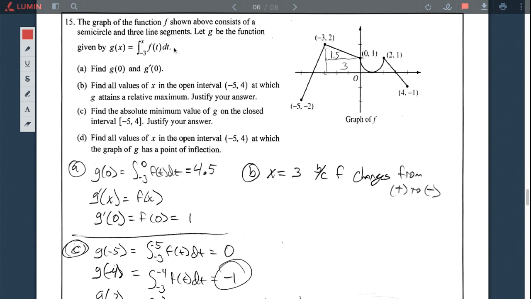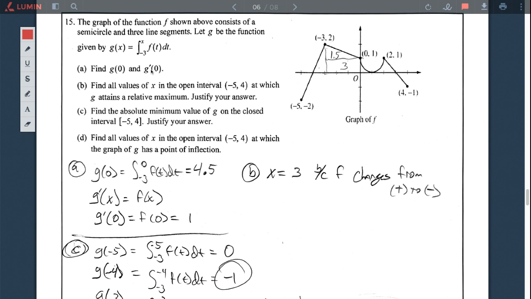15, graph of function f is shown. g of x equals that integral. So I want to find g of 0 and g prime of 0. So the first thing I'm going to do is plug in 0, and then I need the area from negative 3 to 0. So the area from negative 3 to 0, notice this rectangle is 3, this triangle is 1.5. Add those together, I get 4.5.